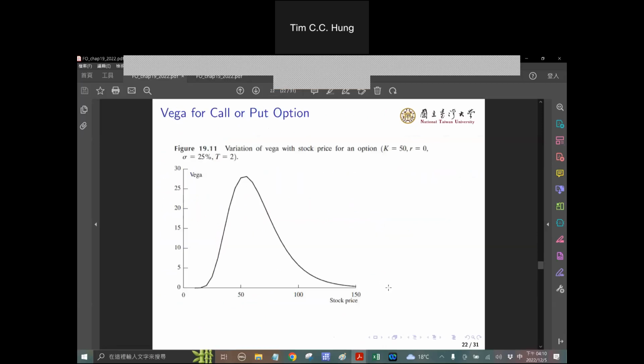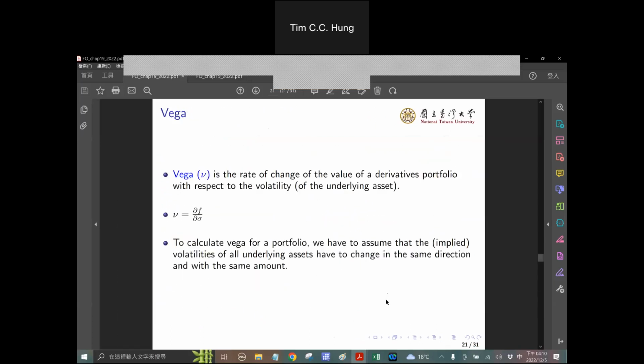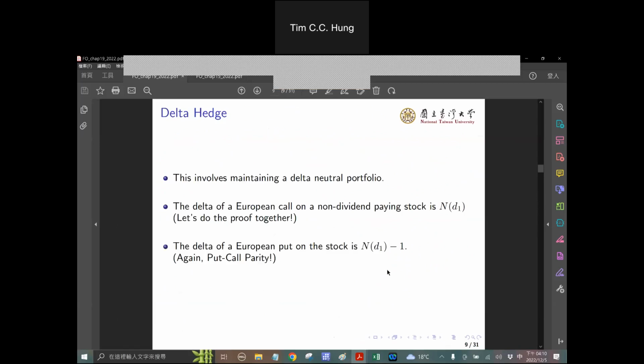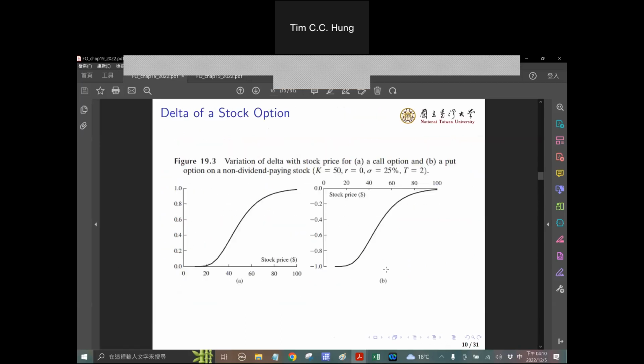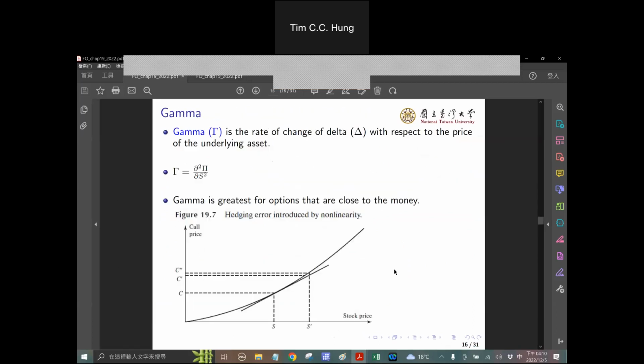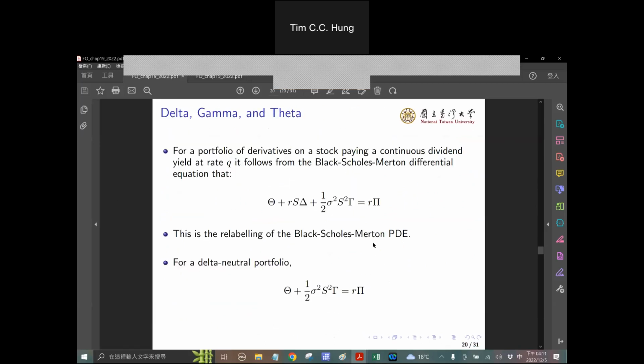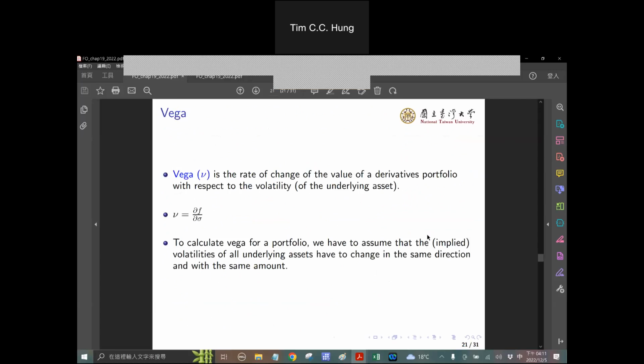Okay, Vega. Did I jump something? Damn it. I think I skipped one slide. Where was it? Oh yeah, I skipped this one. I should have discussed this much earlier. Okay, never mind. I'll first go through all these Greek letters and I'll come back to that part. So we have delta, theta, and gamma. We showed that we can relabel the Black-Scholes-Merton PDE using these Greek letters. We also have Vega.